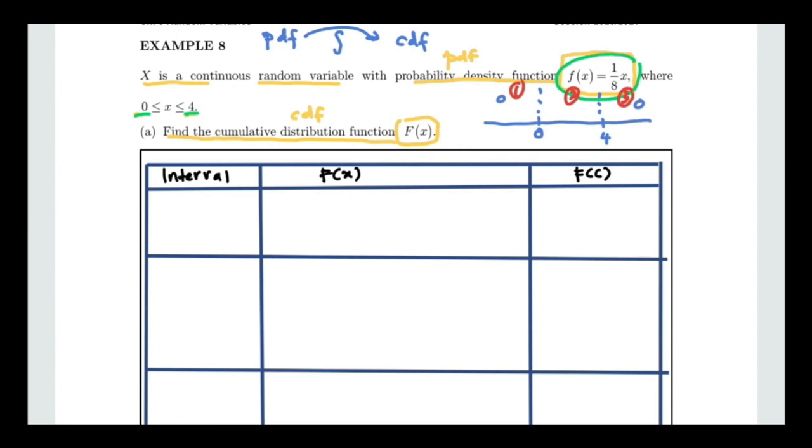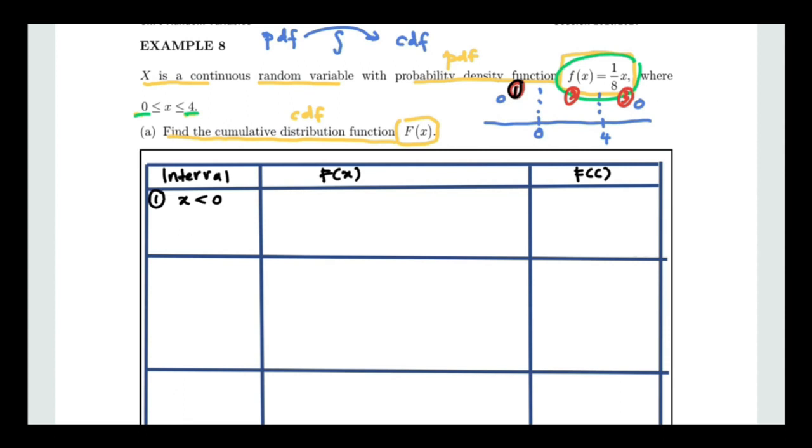So to find the CDF, we're going to write it in the form of a table. This is just optional, to make your working more systematic. It's just optional to write it in the table. So we're going to start with the first interval. Okay, this is the first interval. So this interval actually refers to x less than 0. This is x less than 0.